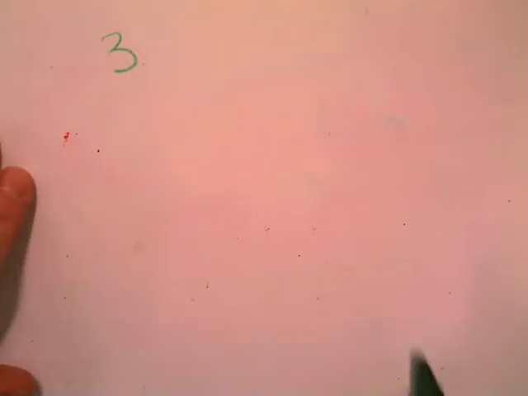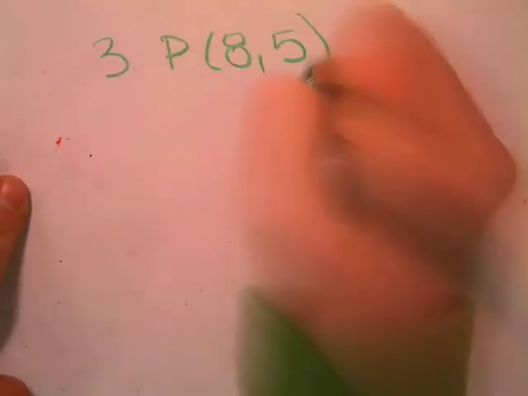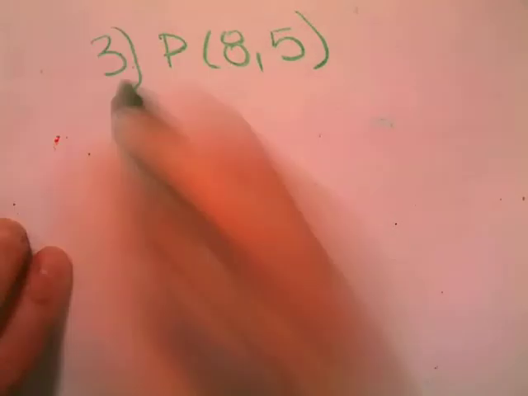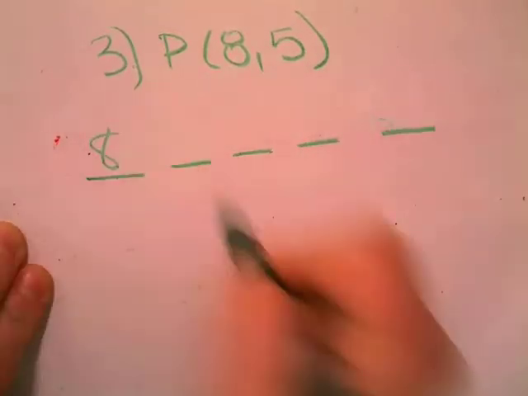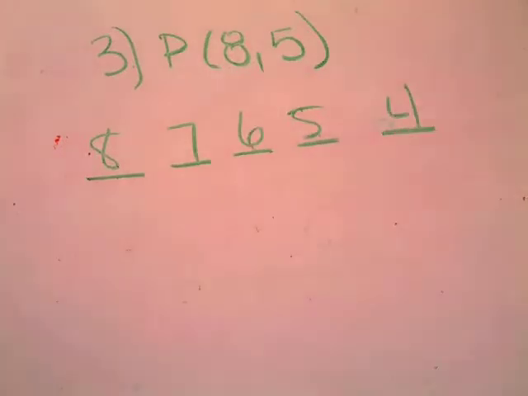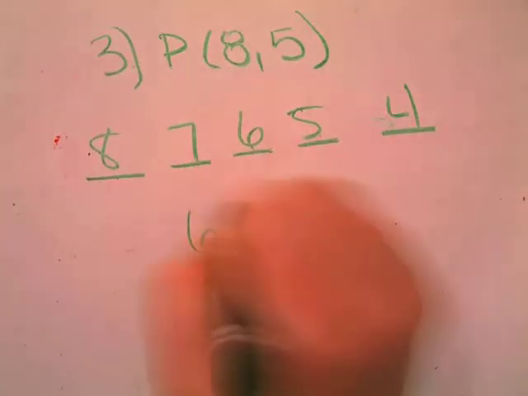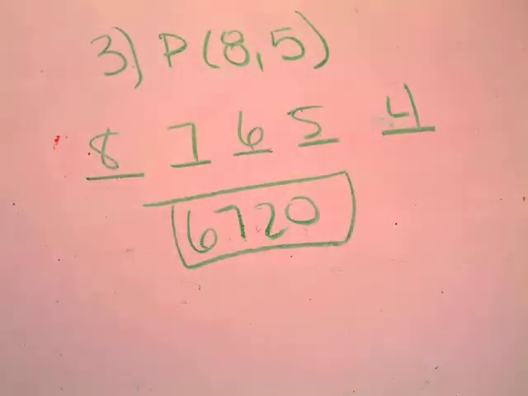So number 3, we're finding the permutation 8, 5. So here we have 5 seats, 1, 2, 3, 4, 5. We start out with 8 options, then 7, then 6, then 5, then 4. Multiply those all together. 8 times 7 times 6 times 5 times 4, 6,720. Possible arrangements of 8 objects going into 5 different places.